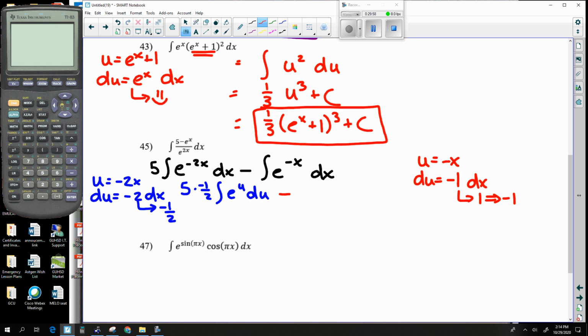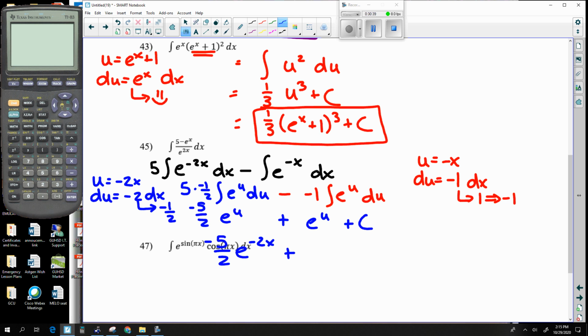So this is going to be minus, and then there's a negative 1 integral e to the u. I'll keep going with the blue, so this is going to be plus integral of e to the u is e to the u, a different type of u, and then plus c. Again, that's red u. So negative 5 over 2 e to this u, which is negative 2x, plus e to the other u, which is negative x, plus c.